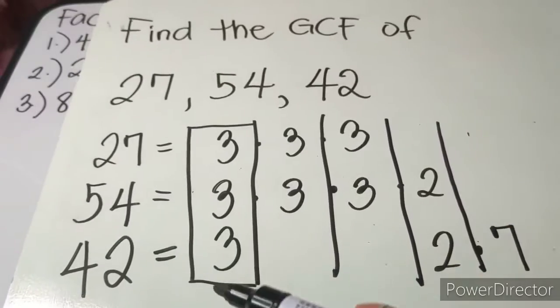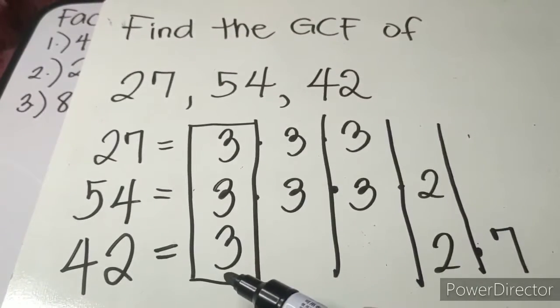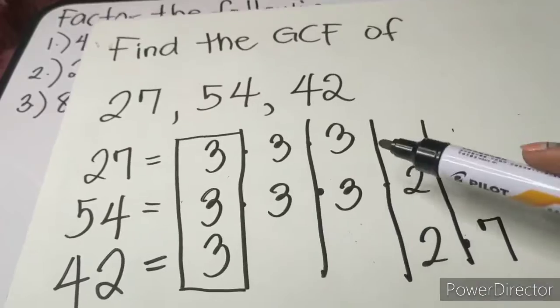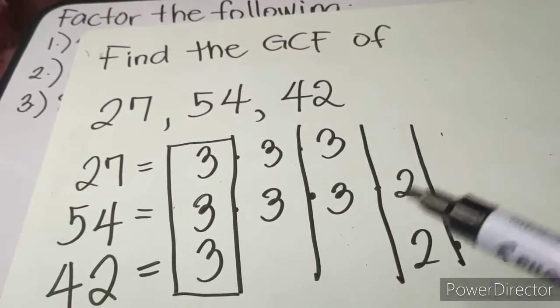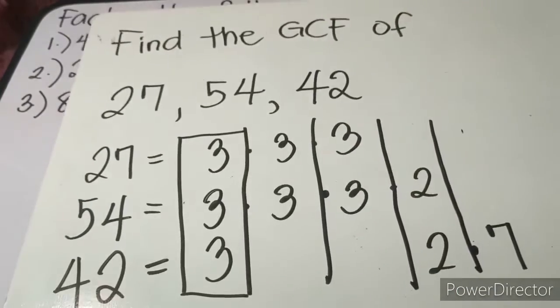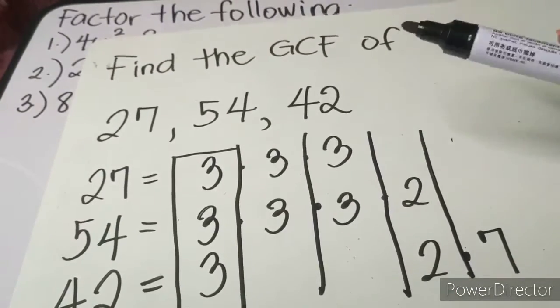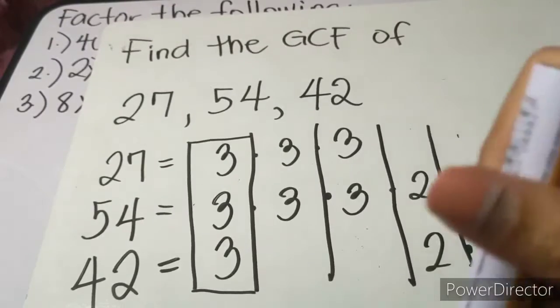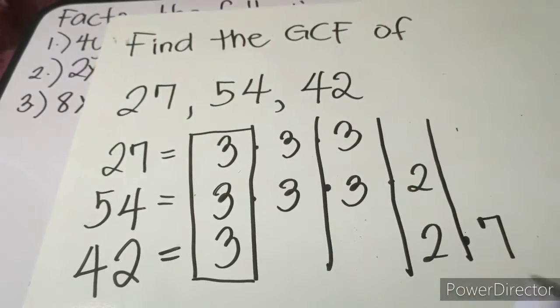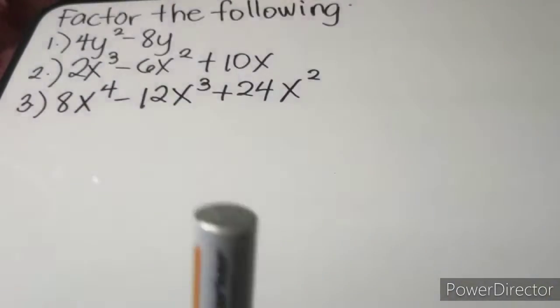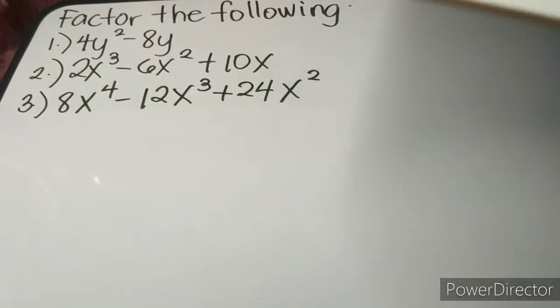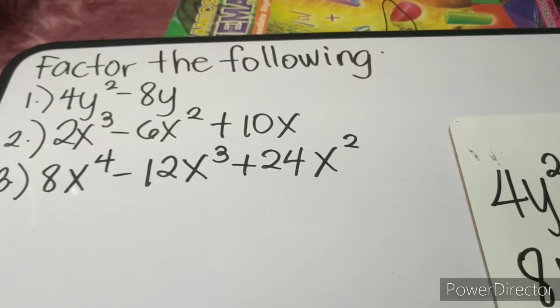Dito, ito yung magiging GCF na nasa labas. And then, kunin nyo yung product niyan. Yan yung magiging nasa loob ng parenthesis if this is our polynomial. So, let me now show you. Next is, papakita ko kung paano gagawin to dito sa polynomial na ito. Let's factor the 4y squared minus 8y.